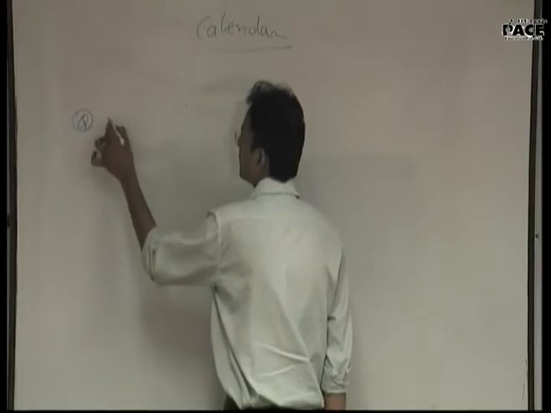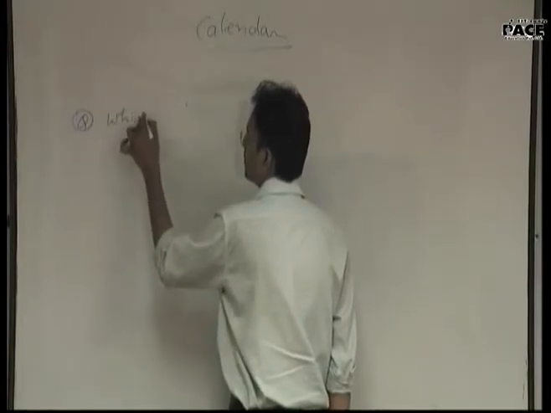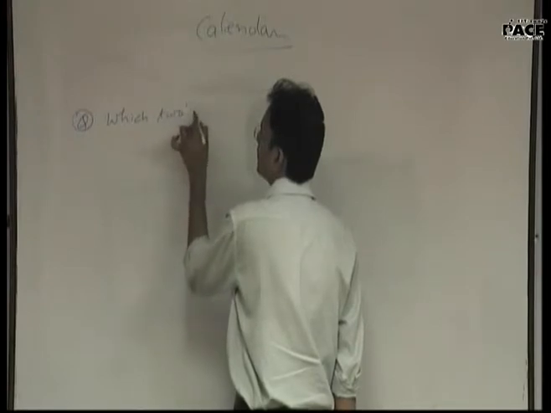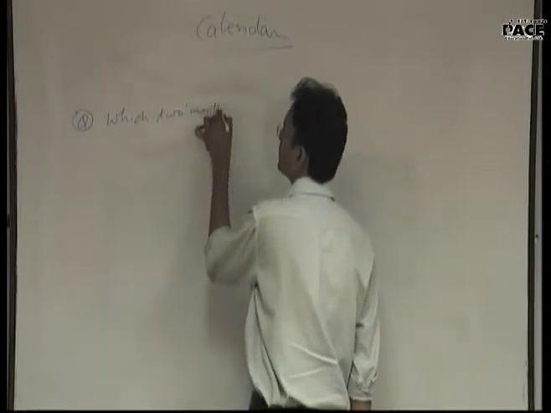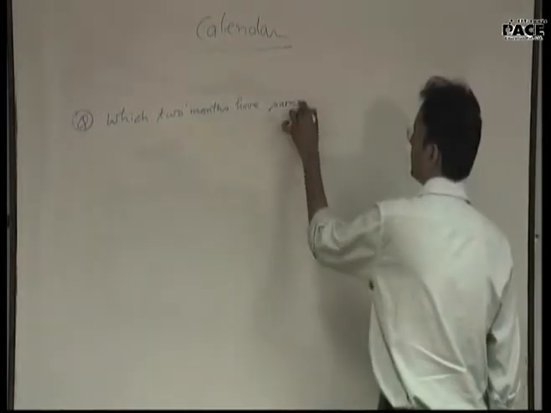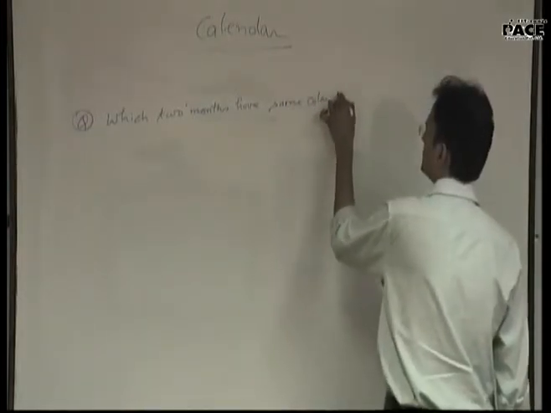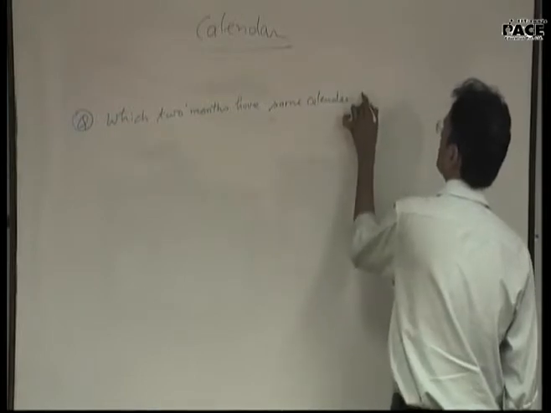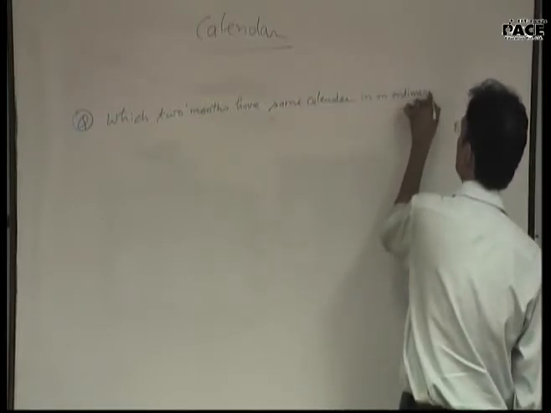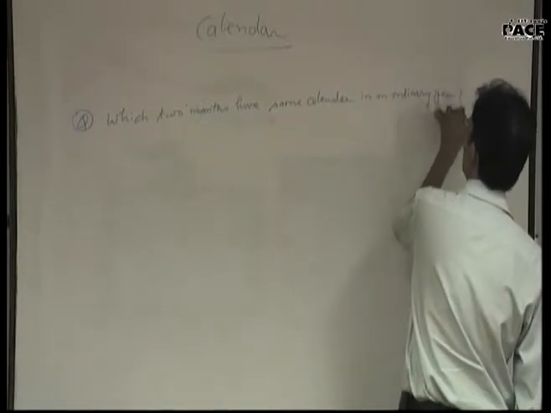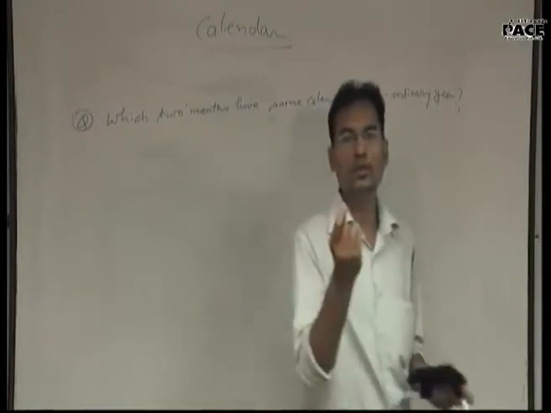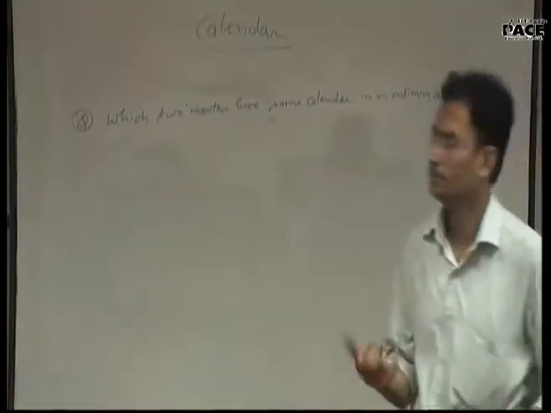Now, which 2 months have the same calendar in an ordinary year? The first day of those months should be the same.